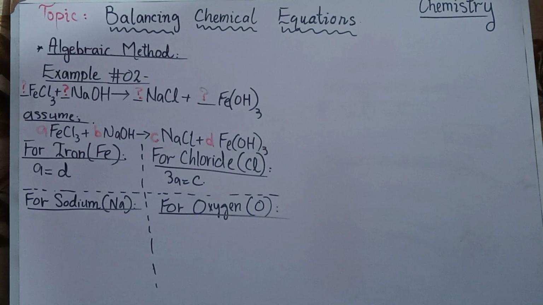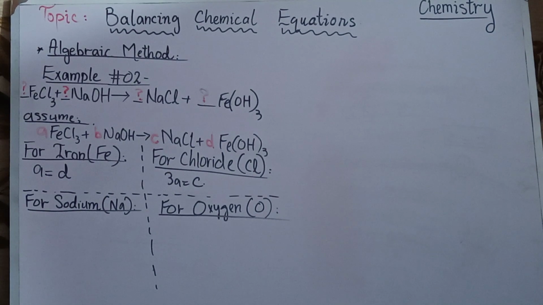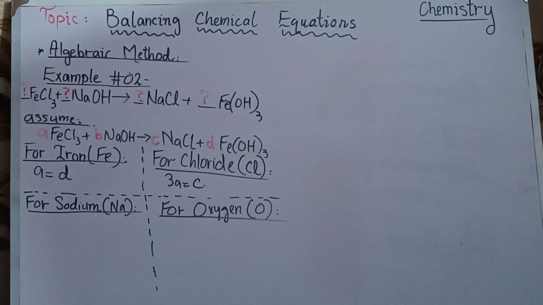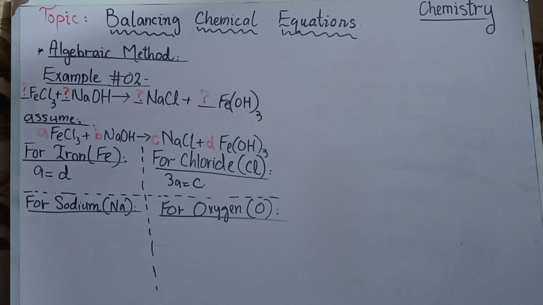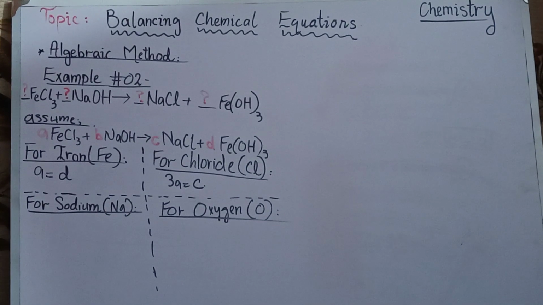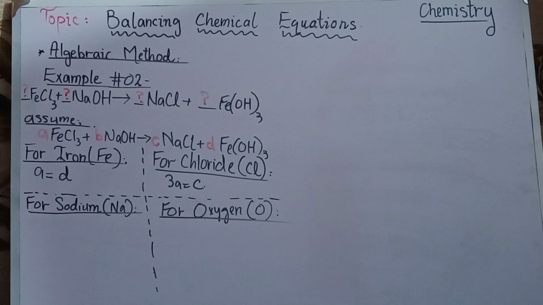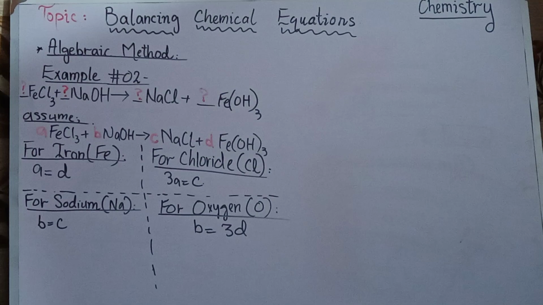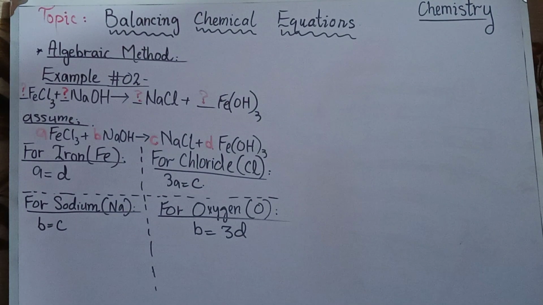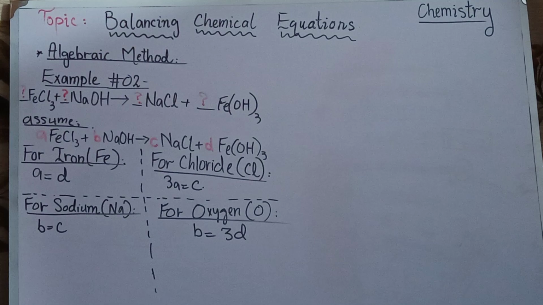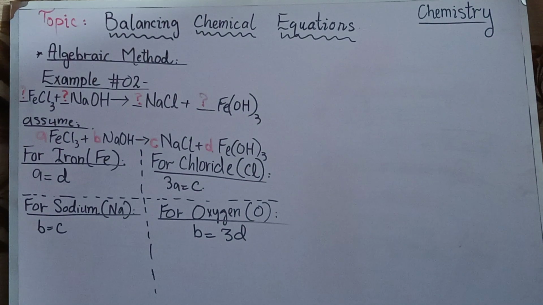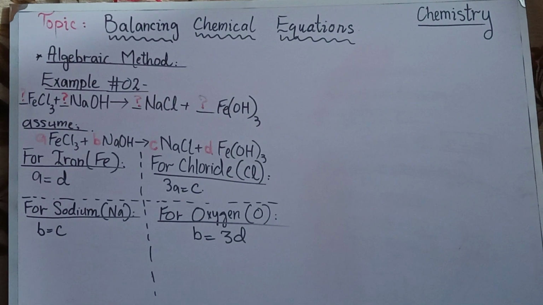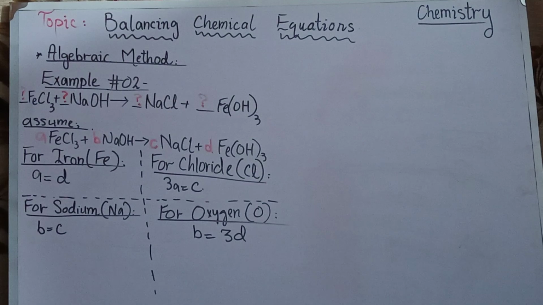Now it's time to find the relation for sodium and oxygen. In the reactant, sodium Na is in the form of sodium hydroxide, which is B. So Na is B. While in the product, Na is in the form of sodium chloride, so B equals C. For oxygen, in the reactant, oxygen is in the form of sodium hydroxide, so B. In the product, oxygen is in the form of ferric hydroxide, where 3 hydroxide ions means OH3, so 3 oxygen atoms, 3 multiplied by D, 3D. So the relation is B equals 3D.